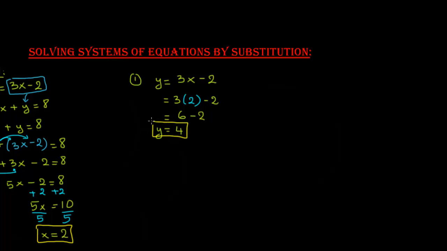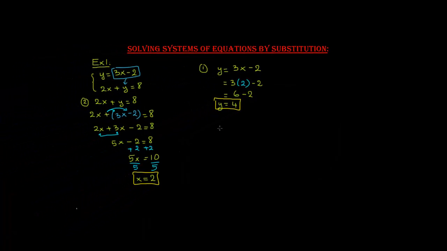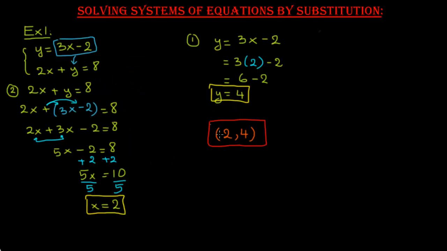And it's really important that you write your answer in x and y order, which means we have (2, 4) as a point, which is my final solution. 2 and 4 is the answer to our system, but to be sure, I can also check the solution by plugging them into the first and second equations.